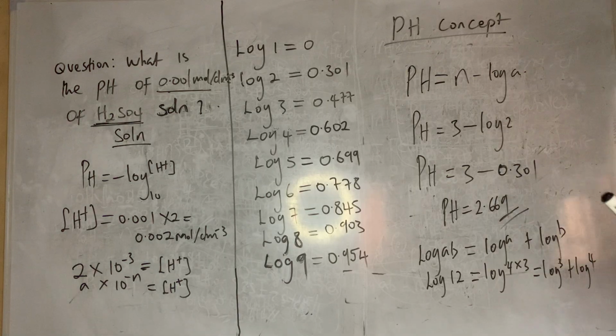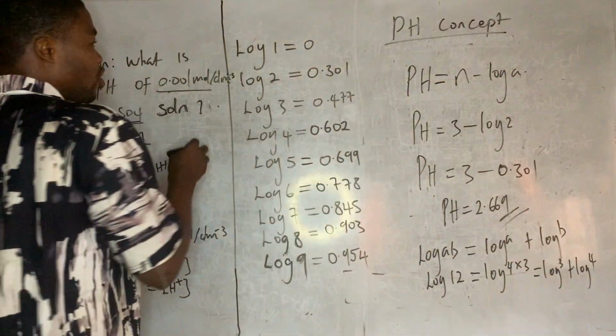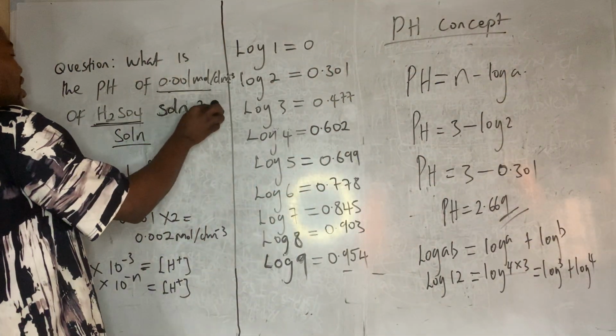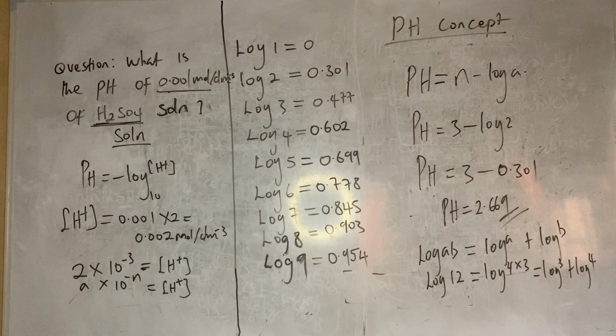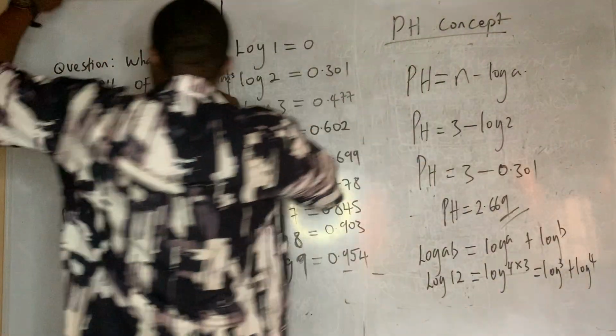I'll do one more before I wrap the video up. This one will be a little bit tricky and it's a UTME past question. Please look at it before I wrap up. I know it has to do with 0.001 solution of sodium hydroxide, 2008, question 18. UTME exam question, question 18.